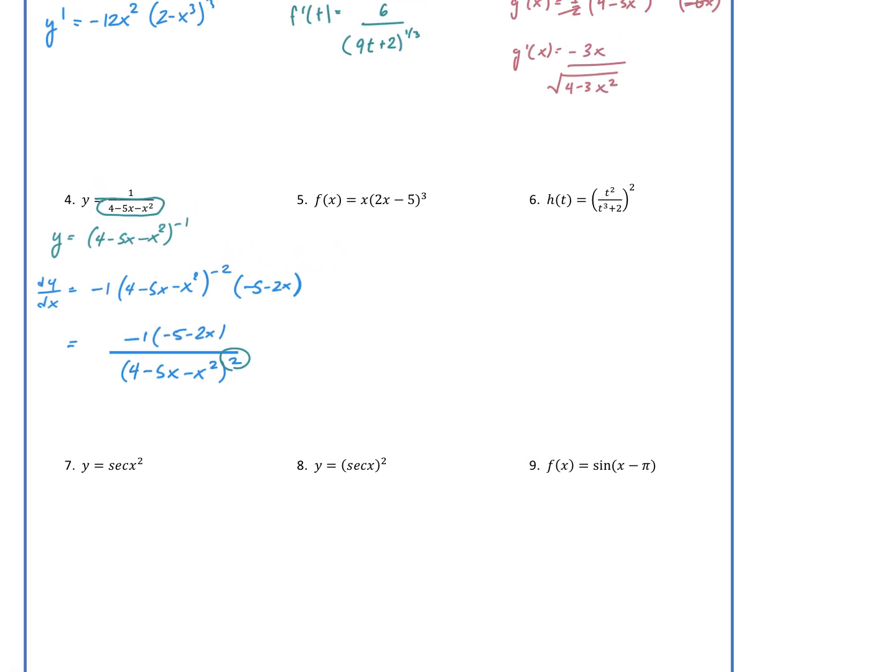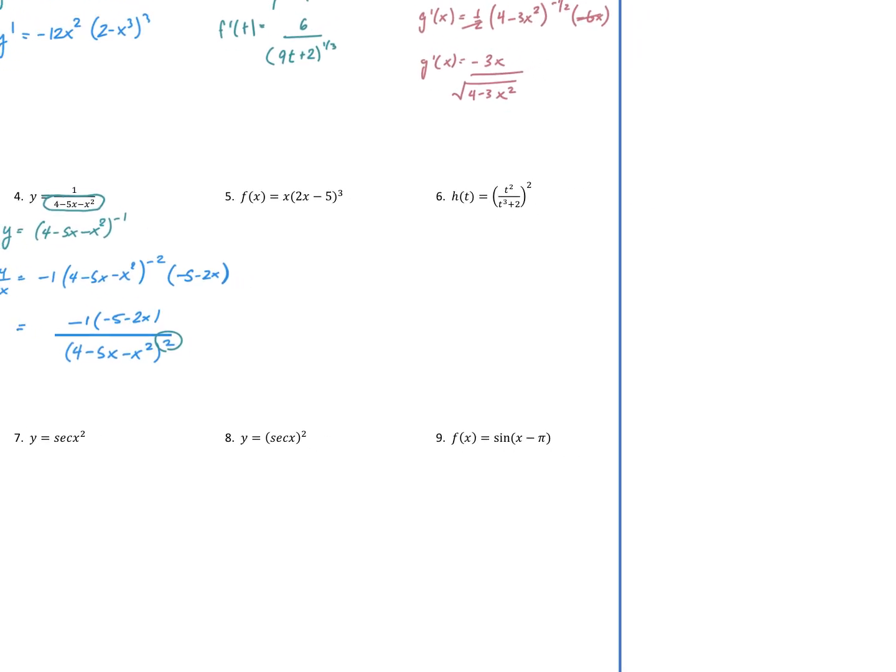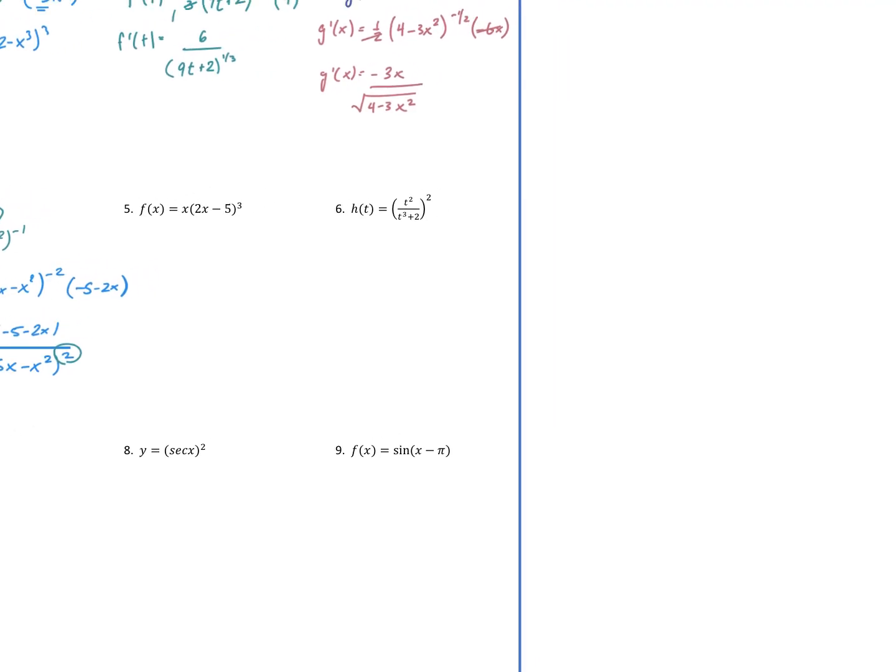For number 5, we've got a chain rule with a product rule. So I will do this off to the side. This is going to require a lot of space. Let me do it up here. Number 5, we've got f of x equal to x times 2x minus 5 cubed. It's first times derivative of the second. Derivative of the second will be 3 times 2x minus 5 squared. So I bring down the 3, rewrite it, lower the power by 1, derivative of the inside.